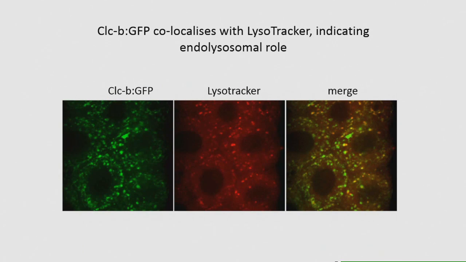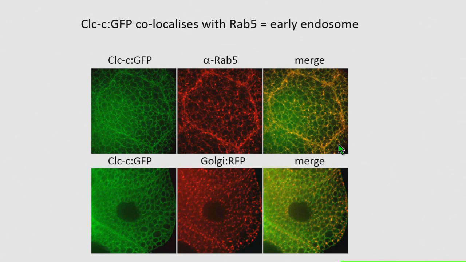If we look at that in more detail, we had some clues from the mammalian literature about where these proteins might be, and we see that clique B co-localizes nicely with LysoTracker. So you can see over here in the merge there are plenty of these puncta that are yellow, indicating that clique B is on either late endosome or lysosomal membranes. Compare that with clique C GFP, where, as well as this outer membrane staining, we also see some co-localization with Rab5, indicating that at least some of this protein is at the endosome.